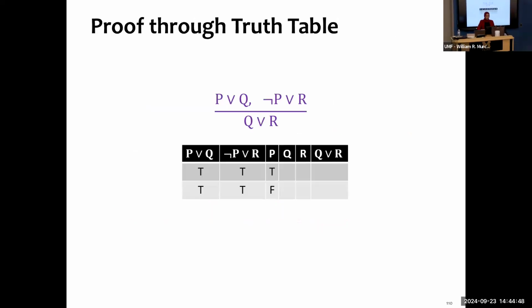Now let's go through the proof through the truth table. On the one hand, we have our given, P or Q. We call it facts; this is what we have in hand. At the same time, we have not P or R. So this is what we know. P or Q takes the value true, for example, and the other one, not P or R, is also true.